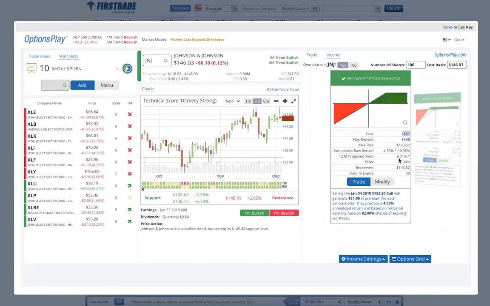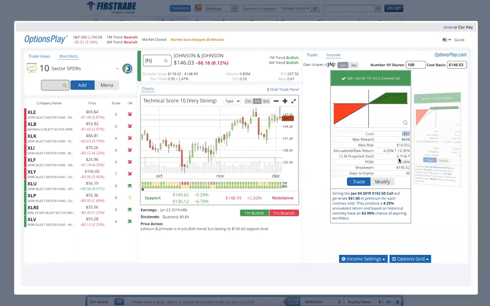If the stock doesn't go to 152.5, then you just keep your $51 and you can place another order to sell at 152.5 or whatever price that you're willing to let go of your shares at. And you can do this over and over again, and that's why we call this an income generating strategy.